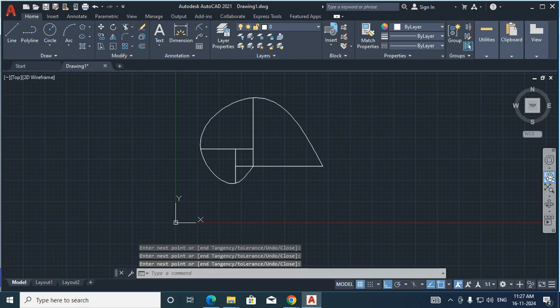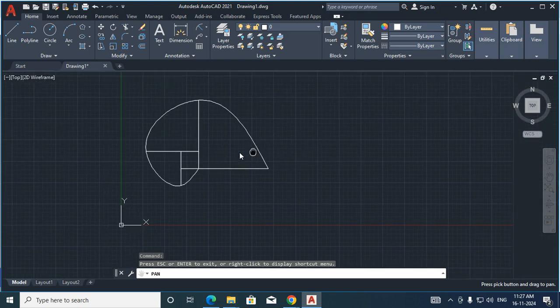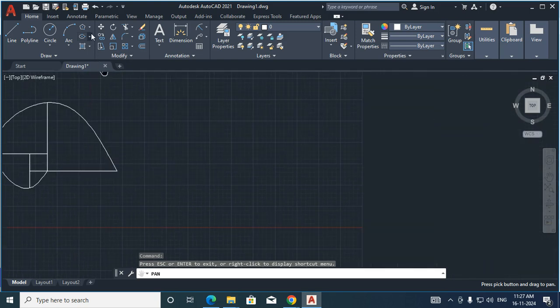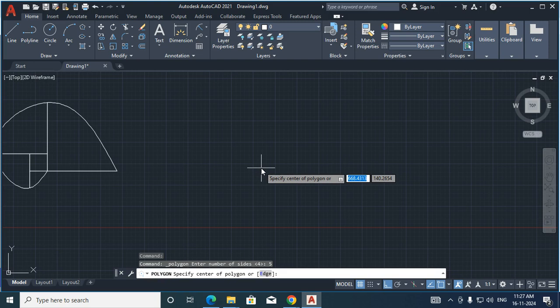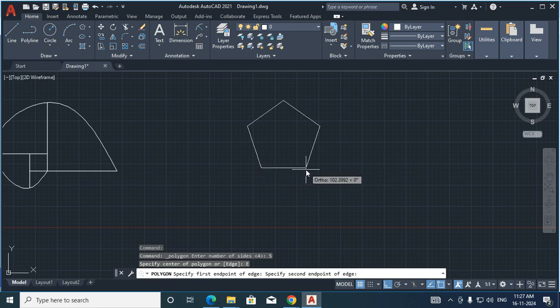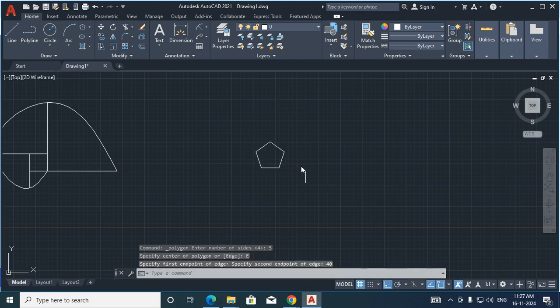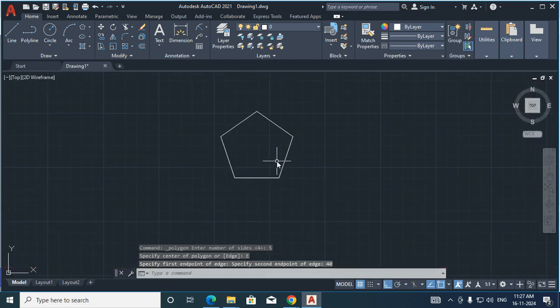Next we go for the involute of a polygonal surface of side 5. The polygon which has 5 sides is a pentagon. So we are going to draw the pentagon again with the edge, E, enter. The first point, then we have to give the length. Again we go for the length 40. So this is the 40 mm pentagon.